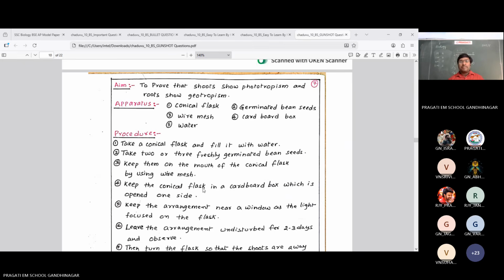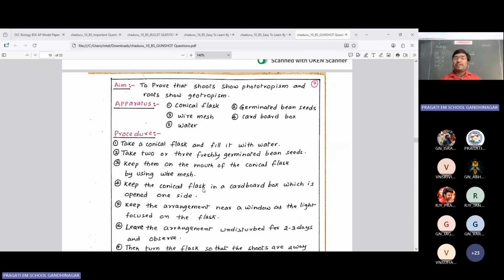For the phototropism experiment, the diagrammatic representation is also very, very important. Here, the same experiment is used to represent two important tropisms. What are those, children? Phototropism and geotropism. What is the aim of this experiment? To prove that shoots show phototropism and roots show geotropism.